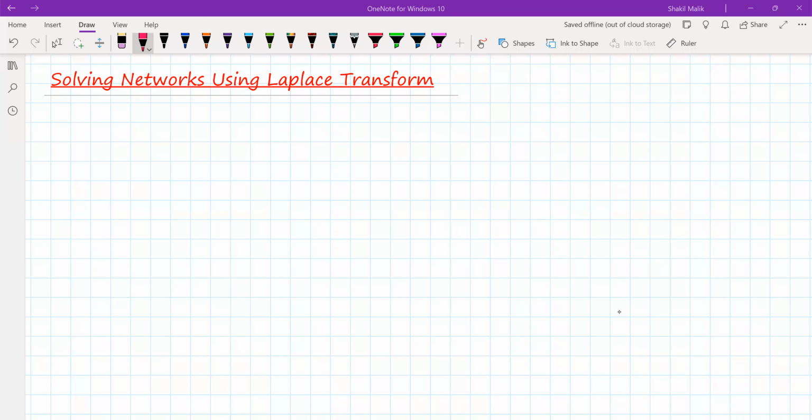Welcome. In this session, we'll learn how to use Laplace transform to solve networks, meaning how to find currents and voltages in an electrical network by using Laplace transform. Let's start. Let's suppose we have an example. Suppose we have an electrical network.